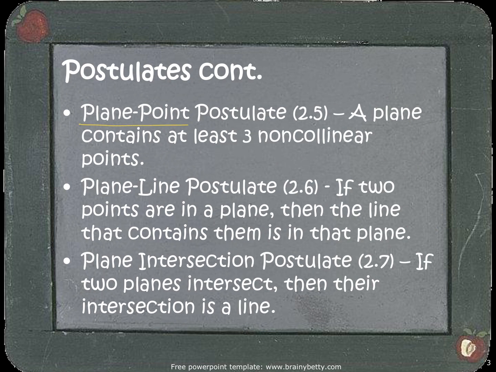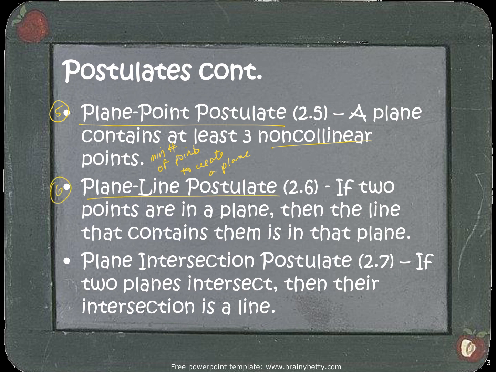When I come here to the next one, the plane point postulate, this is number 5. This says that a plane contains at least 3 non-collinear points. Again, this is the minimum number of points to create a plane. Okay, this is similar to the line point postulate that told you that you needed at least 2 points for a line. So again here, this is saying you need at least 3 non-collinear points for a plane.